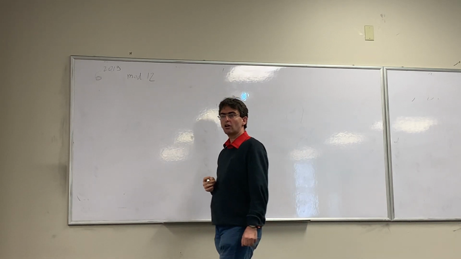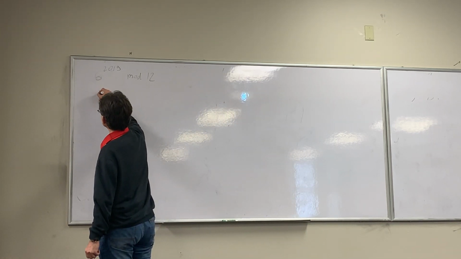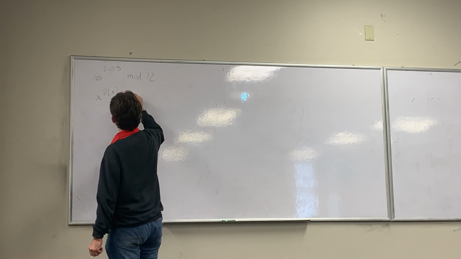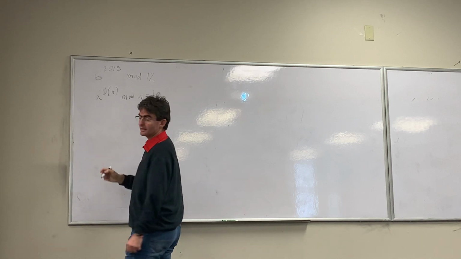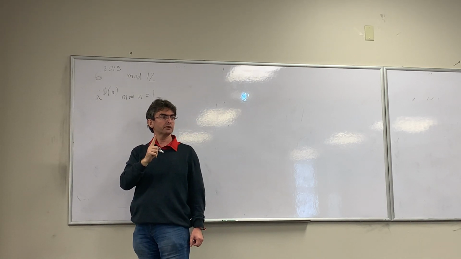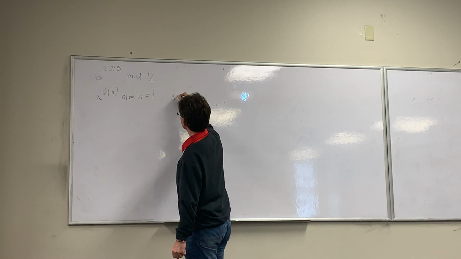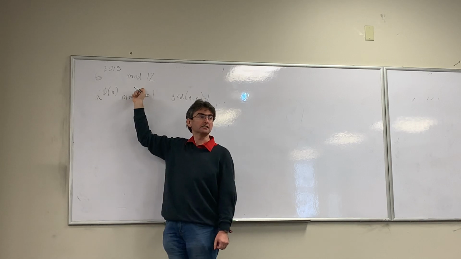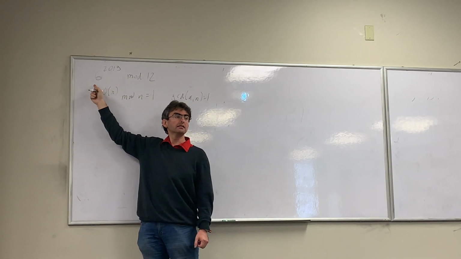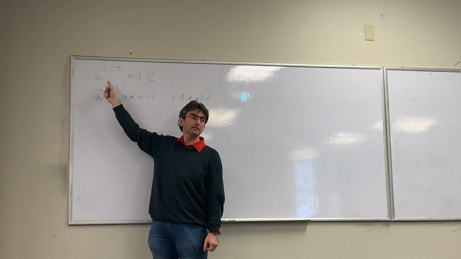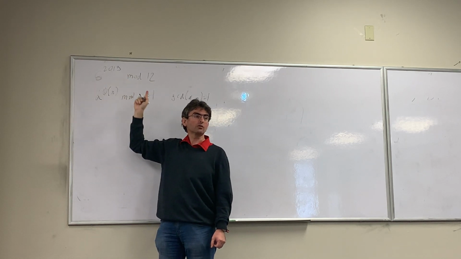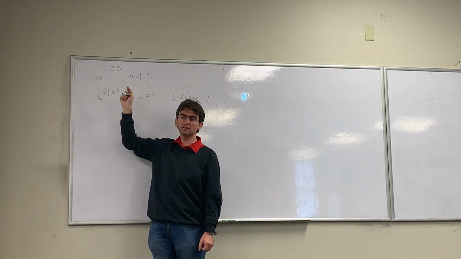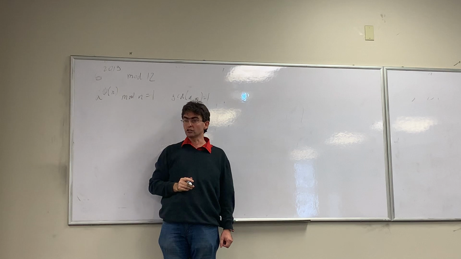Remember that Euler's theorem says that a to the power Euler totient of n is 1 mod n, and it only applies if the greatest common divisor between a and n is 1. In this case, our n is 12, our a is 6. The greatest common divisor between 6 and 12 is 6, it's not 1. Therefore, we cannot use Euler's theorem to speed up this computation.